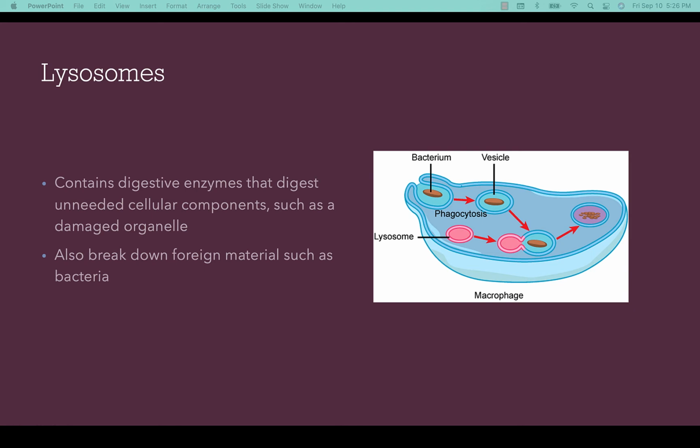Lysosomes are organelles that break down and digest cellular material that is either not needed anymore or is foreign. So maybe a damaged organelle needs to be recycled to use its parts, or a bacterium that was recently phagocytosed needs to be killed. And so you'll see a lysosome come over and digest the material there, and then it'll recycle those parts and use them for the cell. Okay, so it's basically the cell's little digestive system is what a lysosome is.